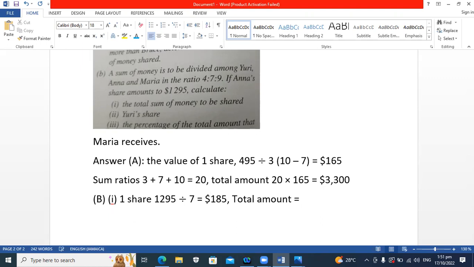Would be equal to 20. All right, and we get the 20 from the sum of what? 4 plus 7 and 9. And we times up by what? 185, that's true.